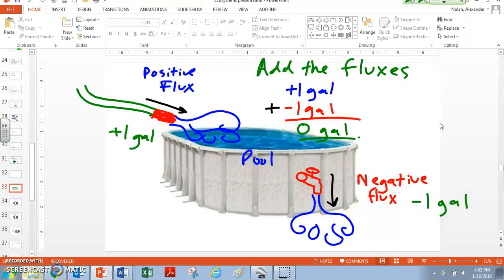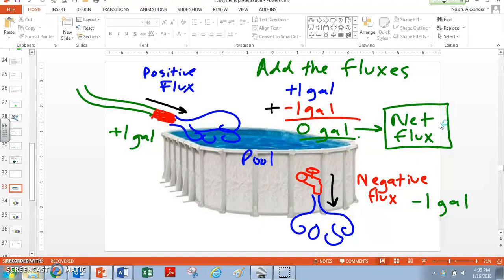Now what this does not mean is that my pool has 0 gallons of water in it. What this means is that this is my net flux, or my net change. This is the interesting part: when you start adding up your fluxes, you can actually figure out how much my pool changed over the course of this time period.